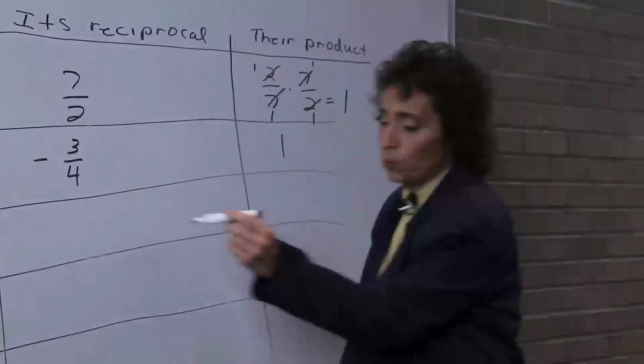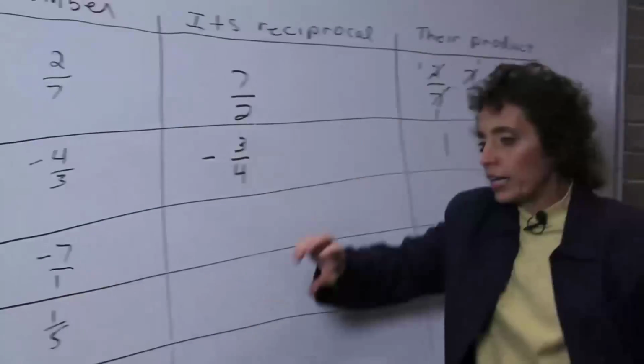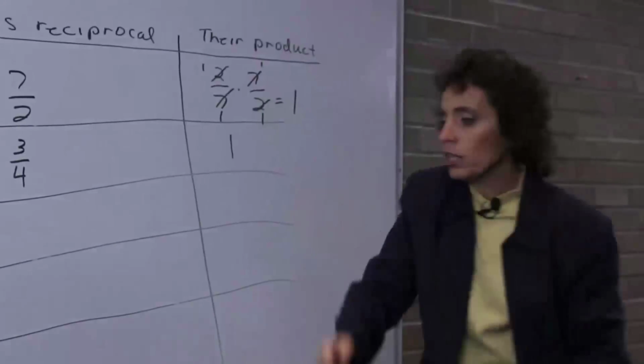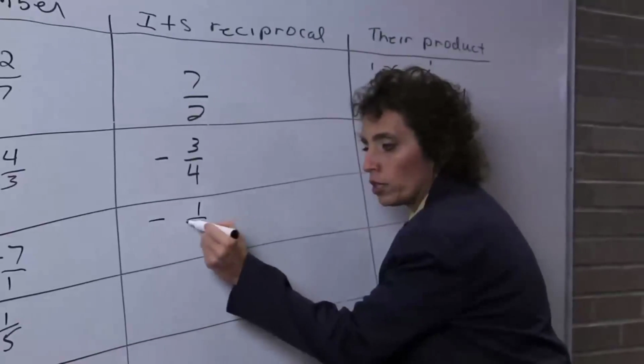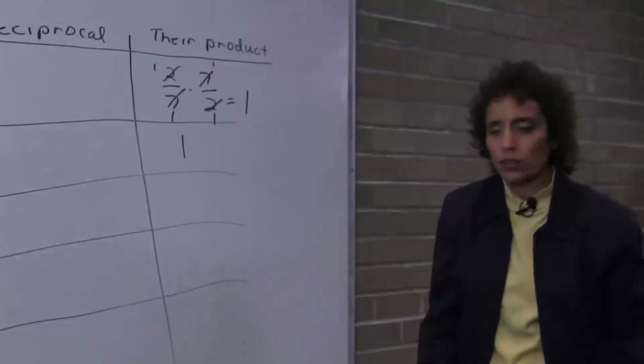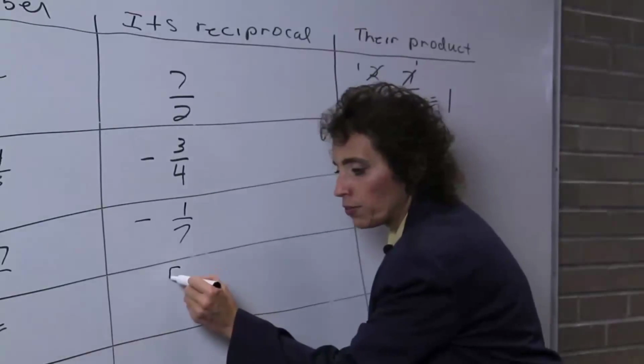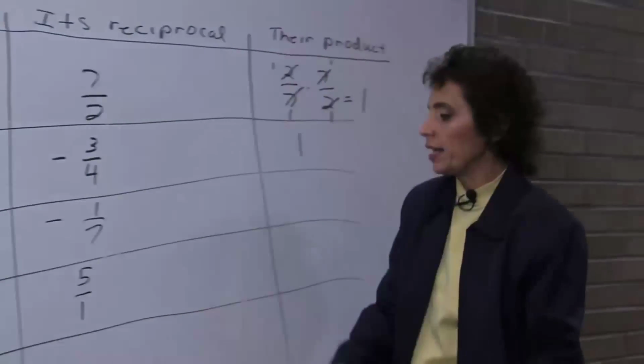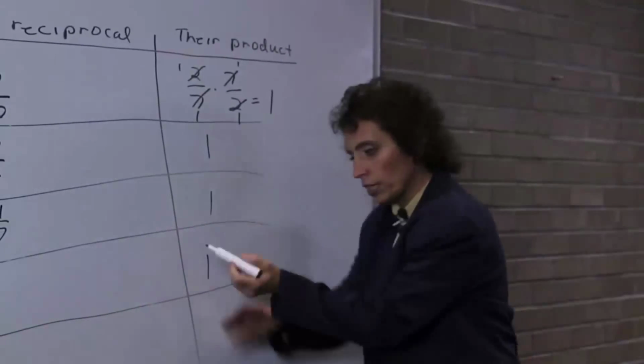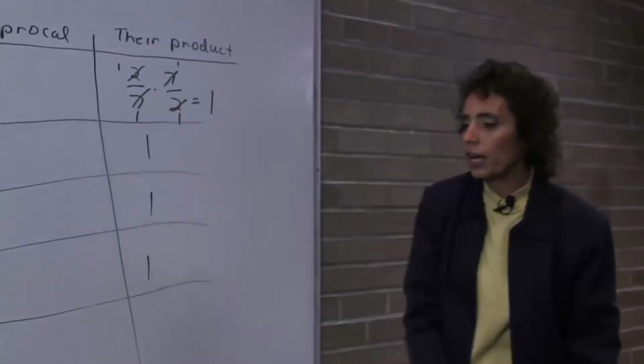To do this one, I would make this look like a fraction, and then I'd interchange the numerator and denominator and keep the sign, so that's -1/7. This next one, interchange the numerator and denominator, we get 5/1. And again, the product is 1. All the answers down here are 1. Okay?